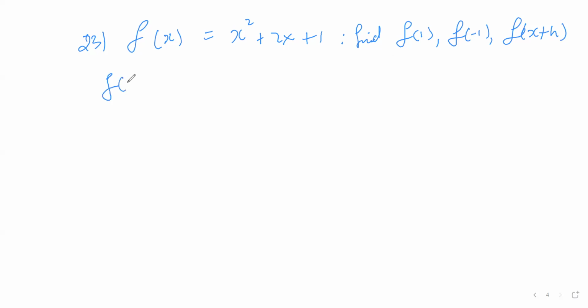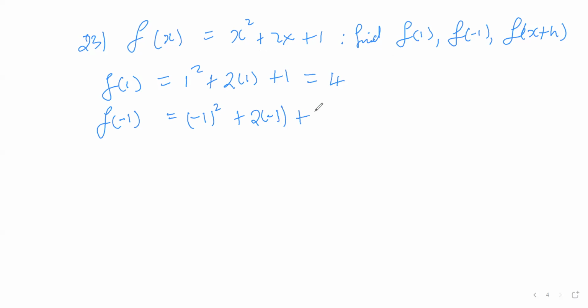So in this case, f of 1 will be the same thing. Replace every x in the expression with 1. So 1 squared plus 2 times 1 plus 1, which is 4. f of negative 1 is negative 1 squared plus 2 times negative 1 plus 1. Negative 1 squared is 1, minus 2, plus 1, which is 0.